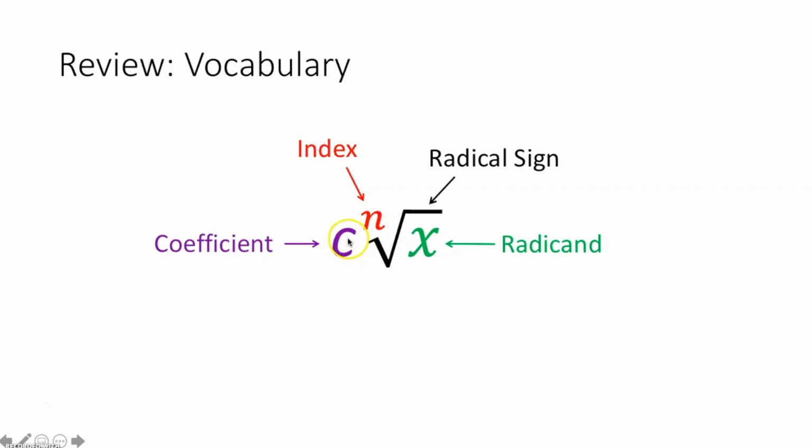So remember that number out front is your coefficient. The number inside that little radical sign is going to be your index. If it's not there, if you don't see anything, it's a 2. Your radical sign, you know what that is, and your radicand is what's under the radical.